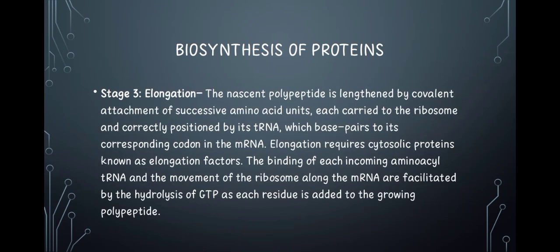Now the third stage is elongation. After the first tRNA has been bound to the mRNA, the next tRNA corresponding with the next codon on the mRNA comes in and binds at the A site of the ribosome, and a peptide bond is formed between the two amino acids. This continues, and more amino acids are linked together.